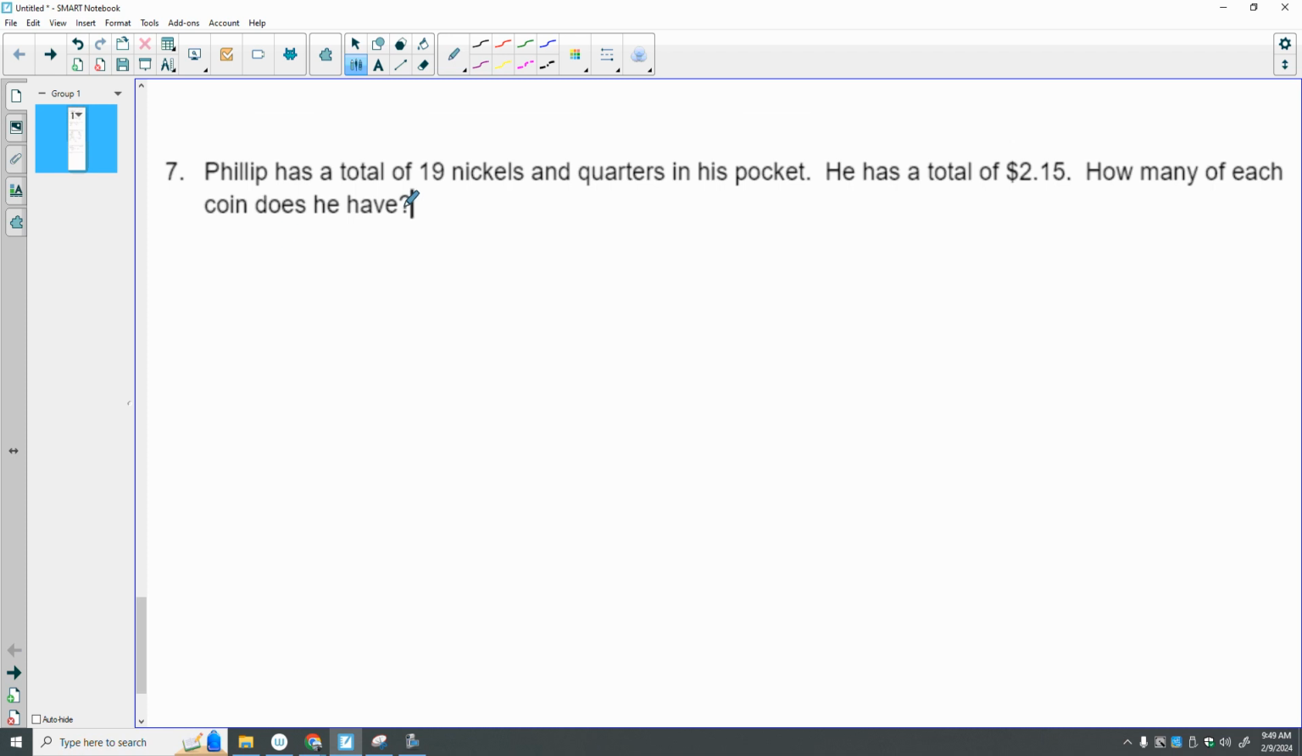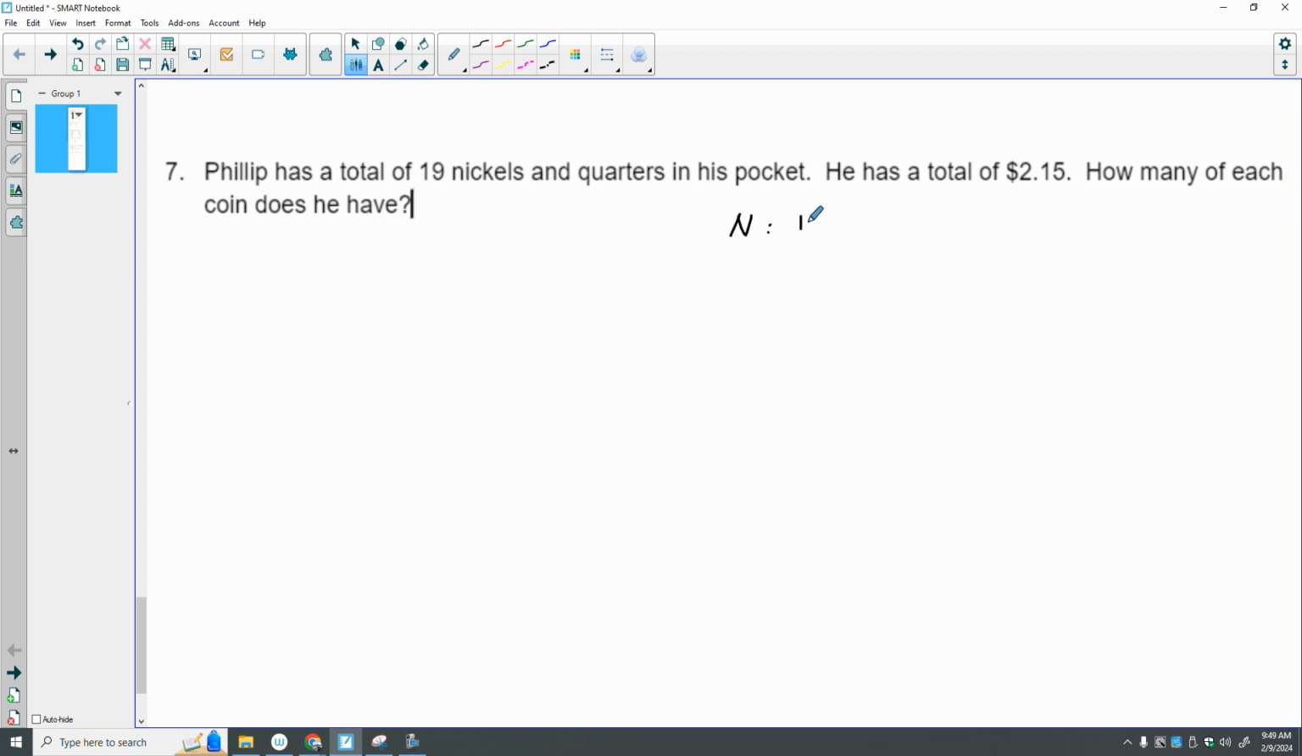Okay, Philip has a total of 19 nickels and quarters in his pocket. He has a total of $2.15. How many of each coin does he have? So I'm going to break my rule, but then I'm going to unbreak it here later, if that makes sense.